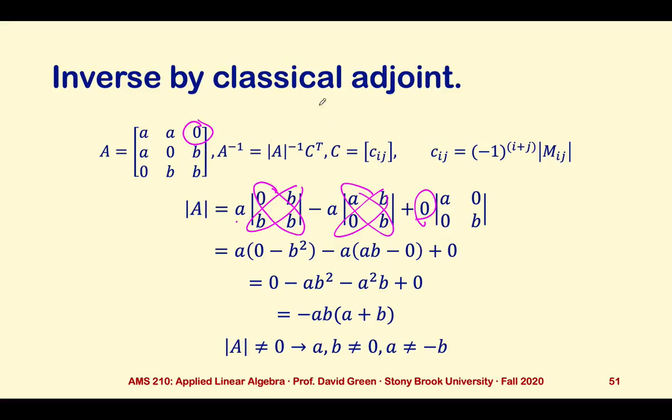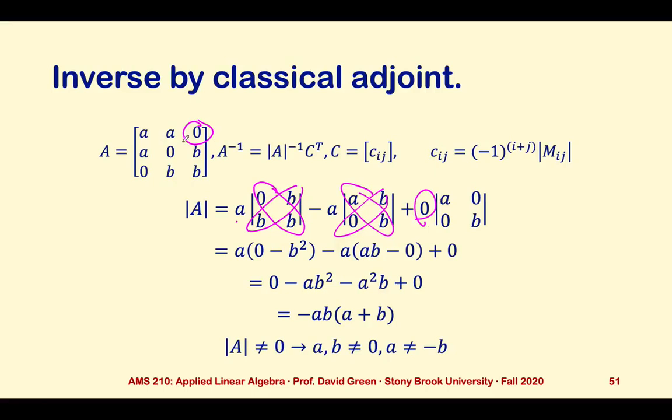The way that the determinant of A is used in the classical adjoint is by taking the inverse of it, which means that this matrix can only have an inverse when the determinant of A is non-zero, which is our standard result. The determinant of A not being equal to 0 means that A can't be 0, B can't be 0, and A can't equal negative B.